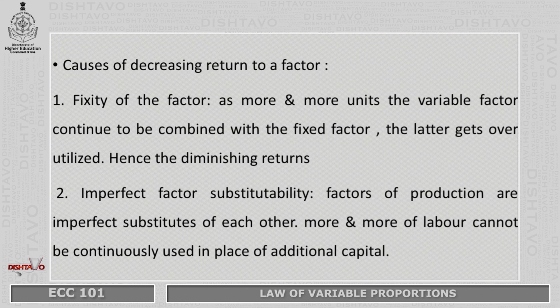The causes of decreasing returns to a factor. First, fixity of the factor: as more and more units of the variable factor continue to be combined with the fixed factor, the latter gets overutilized, hence diminishing returns start. Second, imperfect factor substitutability: factors of production are imperfect substitutes for each other, and more labor cannot be continuously used in place of additional capital.